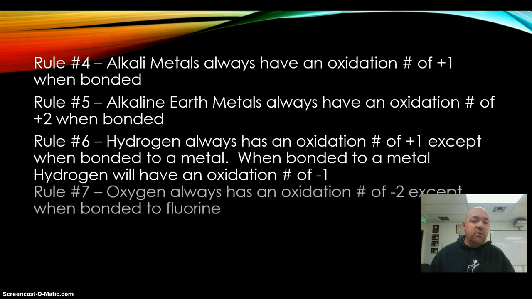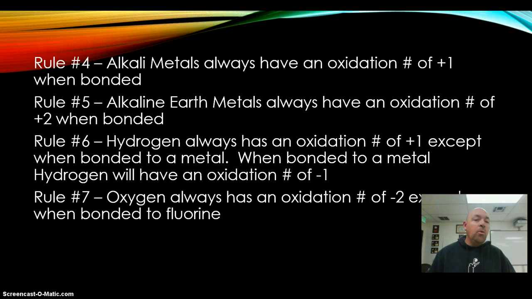And then rule 7 deals with oxygen. Oxygen always has an oxidation number of -2, so any compound that you see it in, it will have an oxidation number of -2 with one exception, and that is when it's bonded to fluorine. The reason that's the exception is because fluorine is more electronegative than oxygen, meaning fluorine will pull those electrons in that polar bond away from oxygen. The electrons will shift away from oxygen. And that is the only exception.